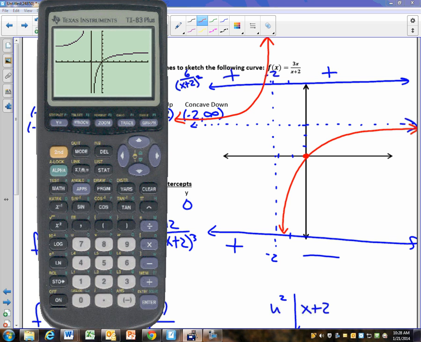As you notice, my TI-83 is unlike your TI-84. Your TI-84 will not show the asymptotes. My TI-83 shows the vertical one. It's not going to show the horizontal one. So if you'd like to, you could insert it. Y equals 3, and there you go.